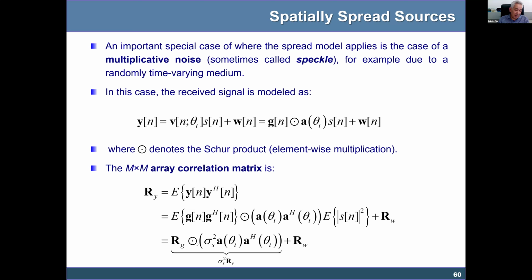After you have multiplied by the noise, obviously, the rank is no more equal to the number of targets, the number of sources. So this is the effect. So you model the fact that the source is spread and not point-like by introducing multiplicative noise. And the presence of multiplicative noise in the array correlation matrix is represented by this term here.